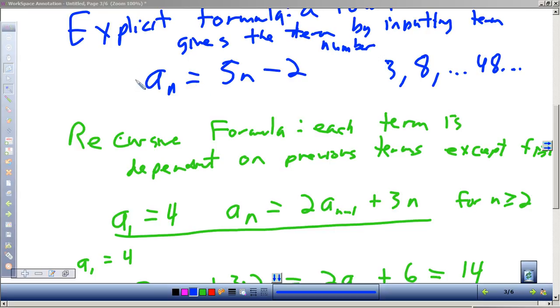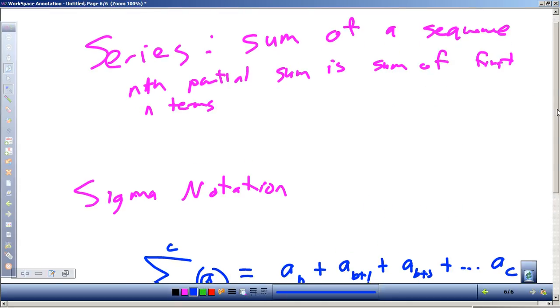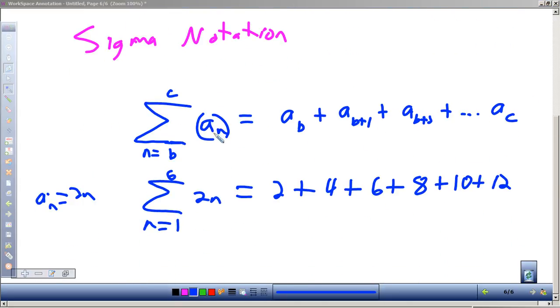So a_n is like my function, like y equals something comparable to that, or f of x equals. This is just saying n is our term number. So this is the general form saying for some sequence a_n, we're going to add up all the terms of it from b till we get to c. So this is just saying we're going to add up all the terms of the sequence.